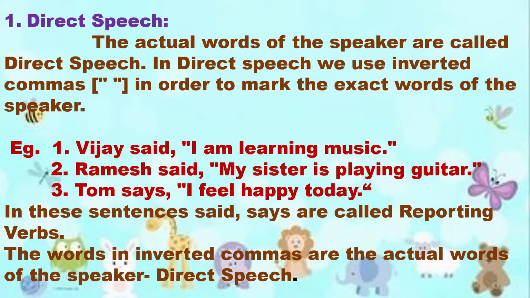Direct speech. The actual words of the speaker are called direct speech. In direct speech, we use inverted commas to mark the exact words of the speaker. Example, Vijay said, "I am learning music." Ramesh said, "My sister is playing guitar." Tom says, "I feel happy today." In these sentences, said and says are called reporting verbs. The words in inverted commas are the actual words of the speaker.